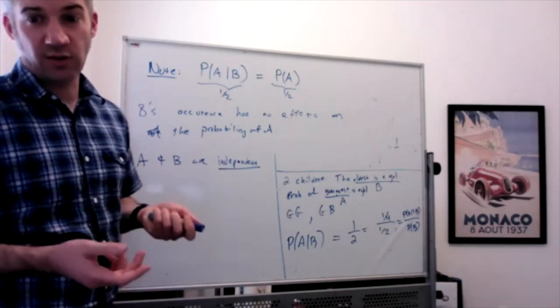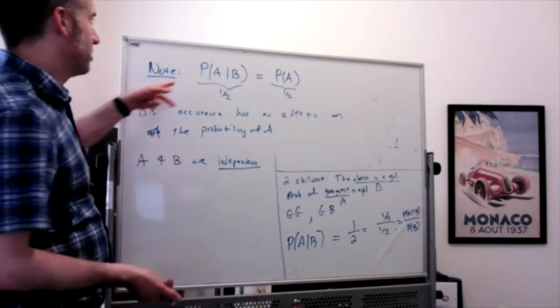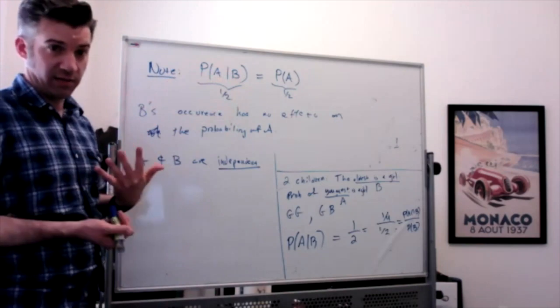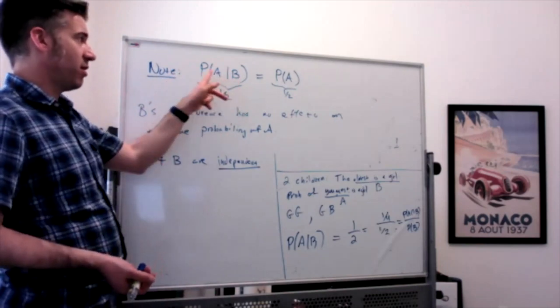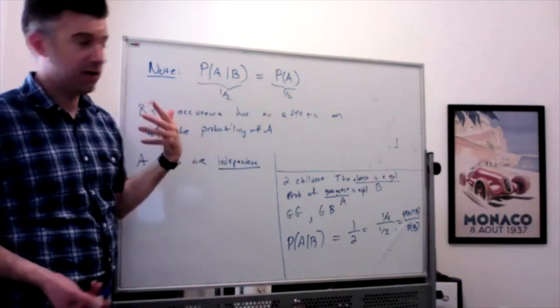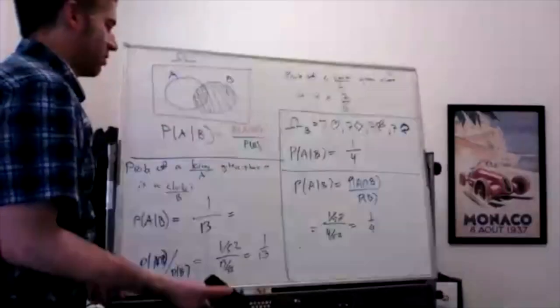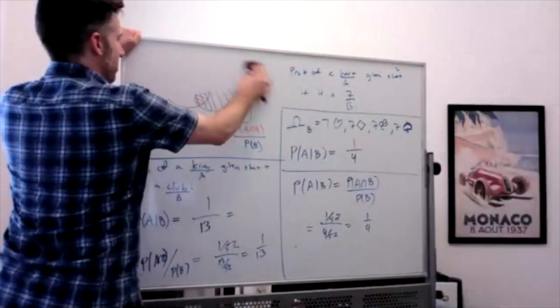There are many ways to write this. There are many formulaic ways to write this. So this is probably the way I like to think of it the best. If you know B has happened, the probability of A given B didn't change the probability of A, right? So it equals the probability of A. So there are 3 different ways you could write that things are independent.